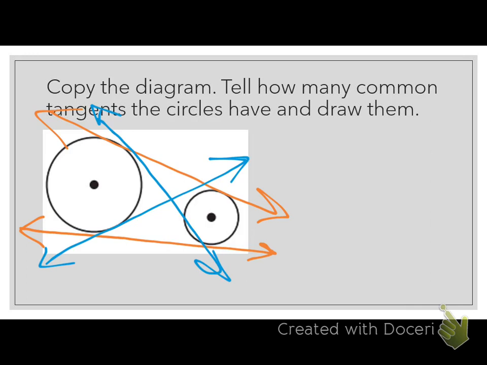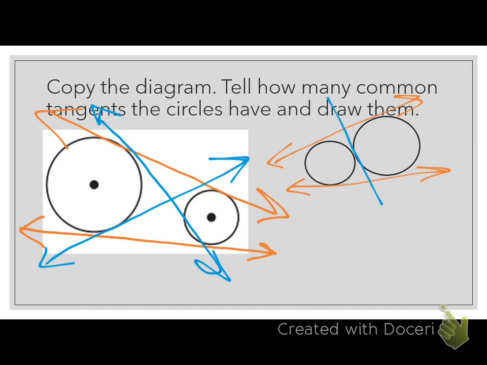But here you go. What if two circles touch at one place? So again, pretend that they touch in one place. How many external would they have? Two. Still two. All right, 1, 2. How many internal would they have? 1. And it would be where the two touch, right?